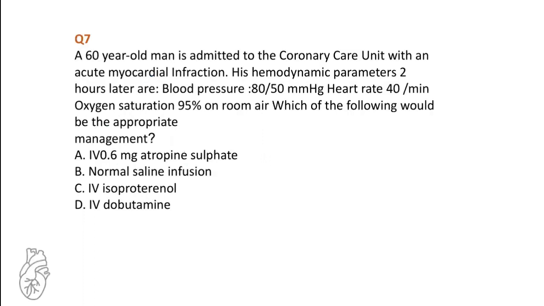A 60-year-old man admitted to the coronary care unit with an acute myocardial infarction. His hemodynamic parameters 2 hours later: blood pressure 80/50, heart rate 40, oxygen saturation 95. Which of the following would be appropriate management? A, IV atropine, B, normal saline, C, IV isoproterenol, or D, dobutamine? Atropine, yes, that's your first thing to do.